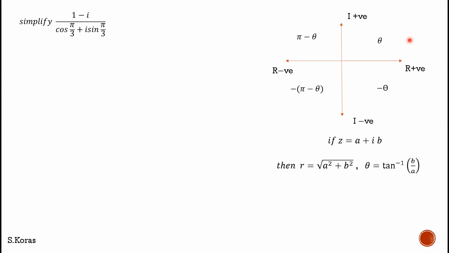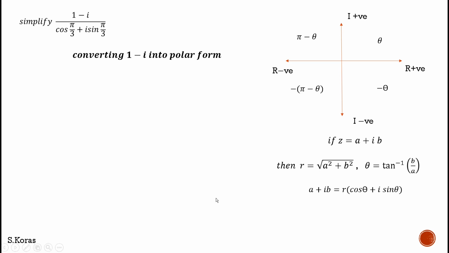Right. So this is the base. As I told you, if you have doubt, you can go to that video. If you find r and theta, then the conversion is this: a plus ib is equal to r into cos theta plus I sin theta. Right. Now let us do the problem. Let us first convert 1 minus I into polar form.